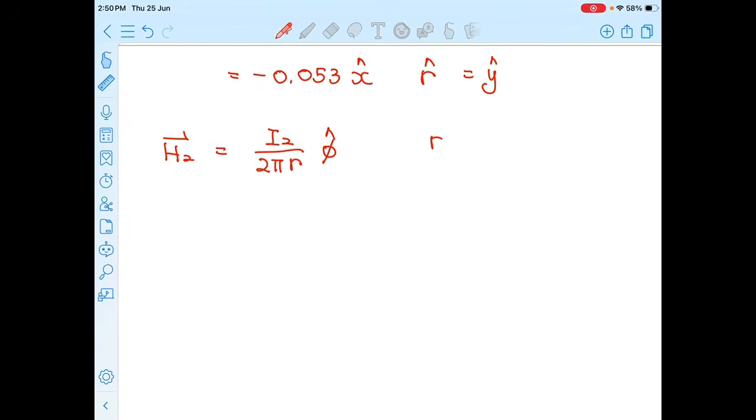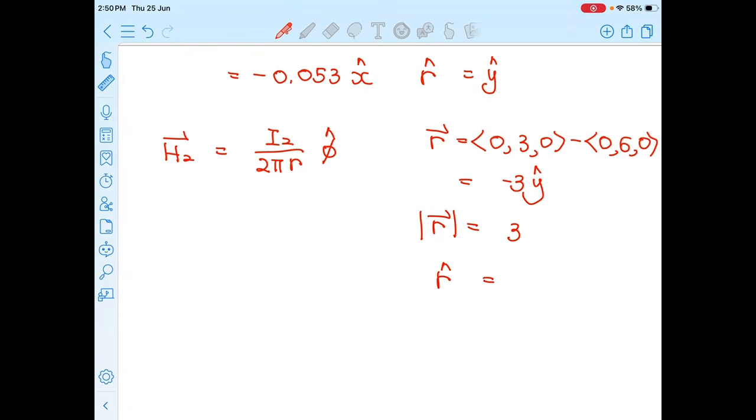So let's find the R. It is 0, 3, 0 minus 0, 6, 0, so you have negative 3y. So R is equal to 3, and the unit vector r is equal to negative y. Now again I plug into my formula. The I2 is 1 over 2 pi, over here I write a 3.